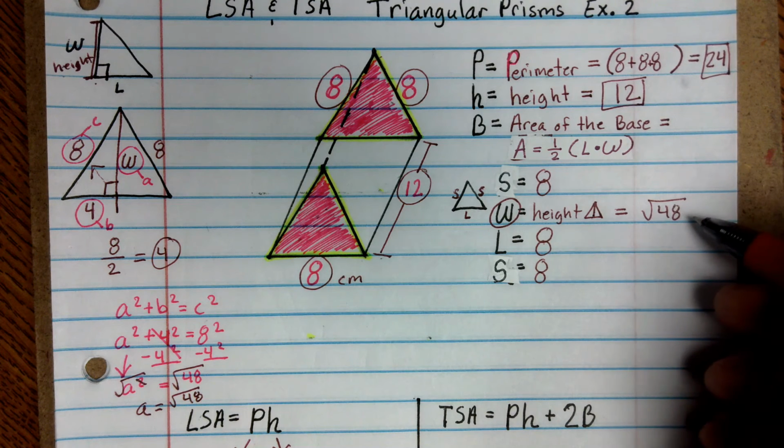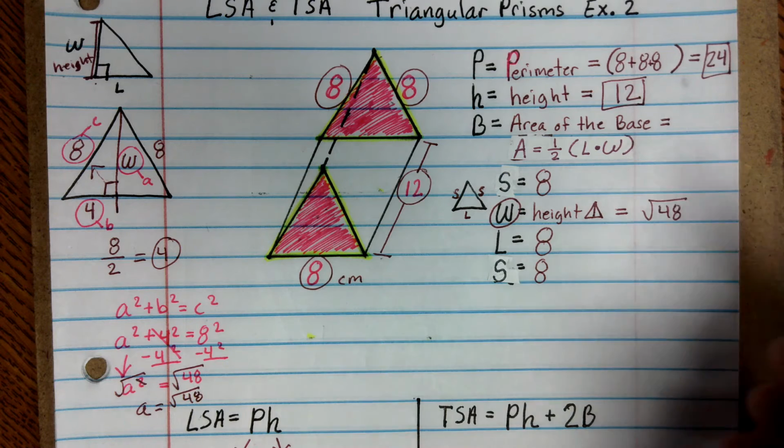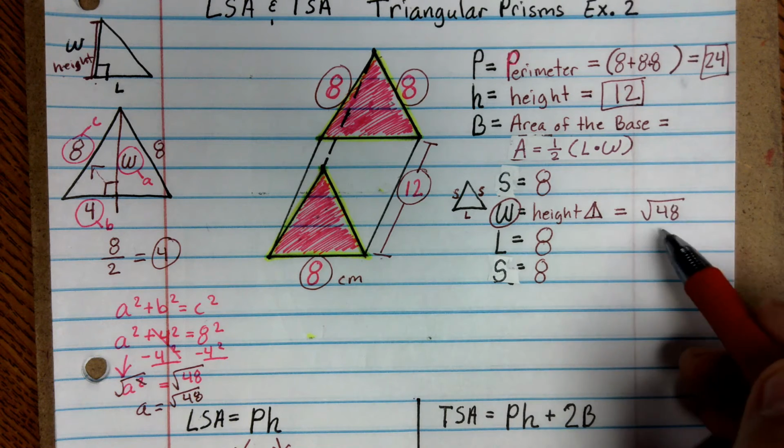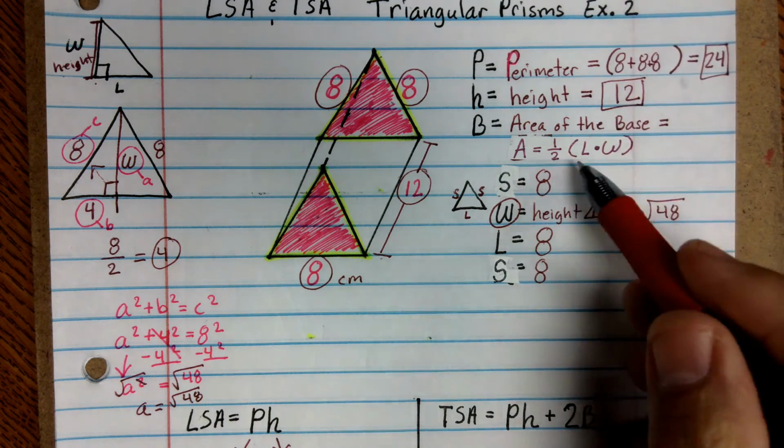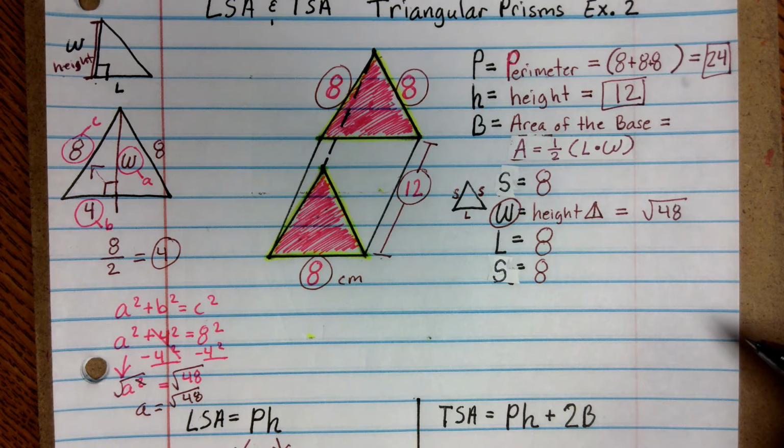Now, if you want to, you could go ahead and convert this, but it's going to give you a decimal. And I think it's easier to just leave it as a radical, and we can substitute that radical into our formula when we're trying to find the area of the base. So let's go ahead and do that.